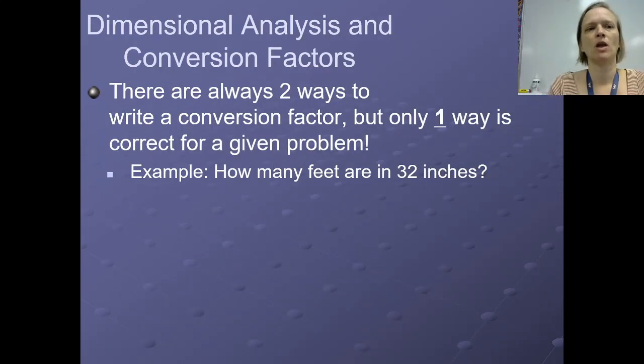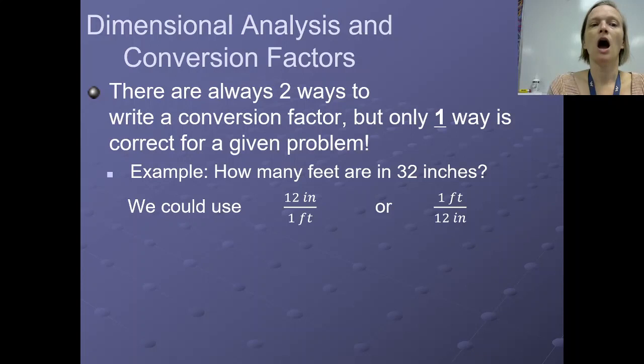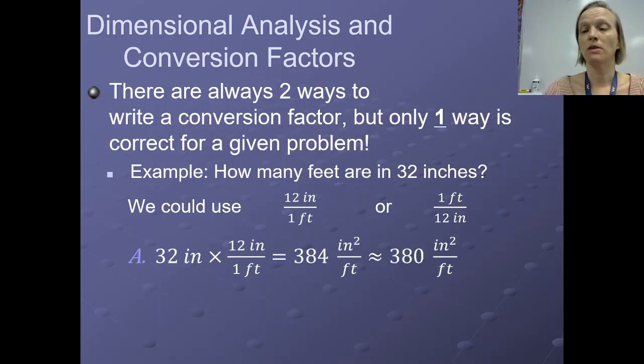Okay. There are always two ways to write a conversion factor, but only one way is correct for a given problem. So I'm going to show you a dimensional analysis problem and we'll see which way we need to have our conversion factor. If I want to know how many feet are in 32 inches, there are two different conversion factors I could use. 12 inches for 1 foot or 1 foot for 12 inches. How could I do this problem? Let's see what happens when I use the first conversion factor. I start with 32 inches and I multiply by my conversion factor. I have 12 inches on top and 1 foot down below. So let's look at what happens when we do that.